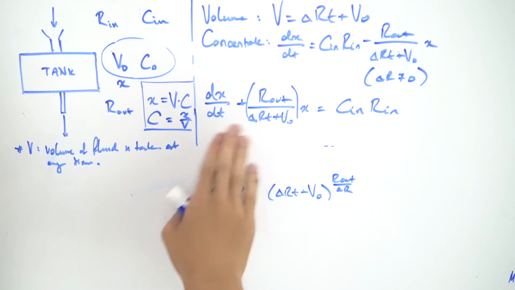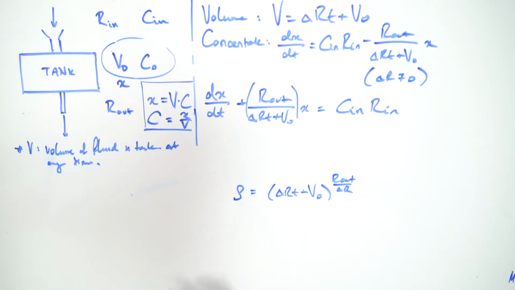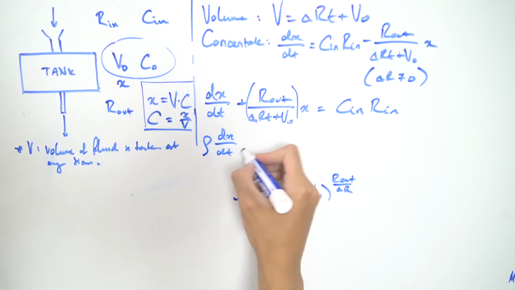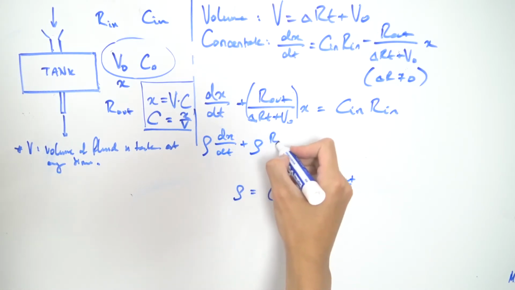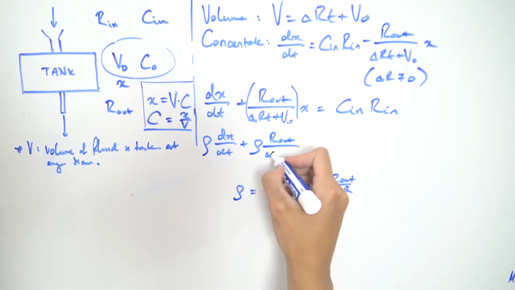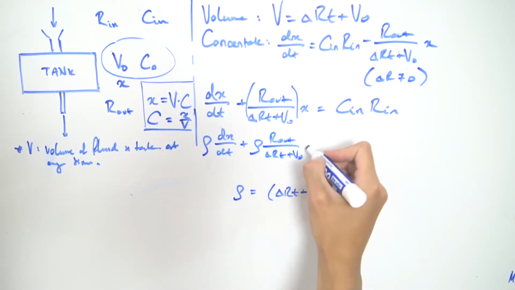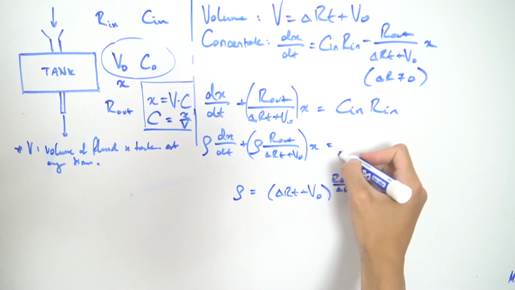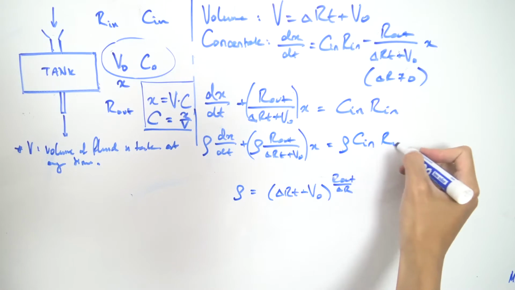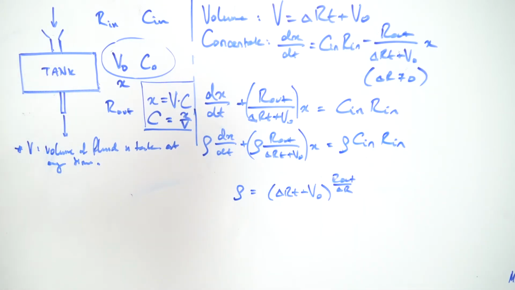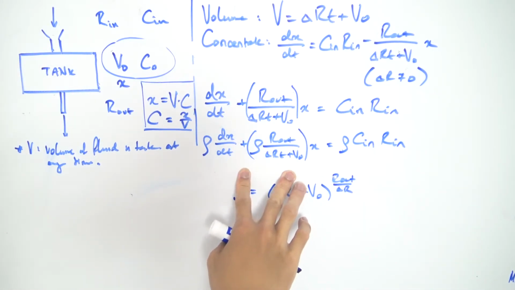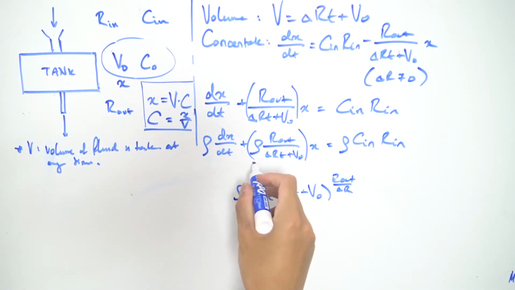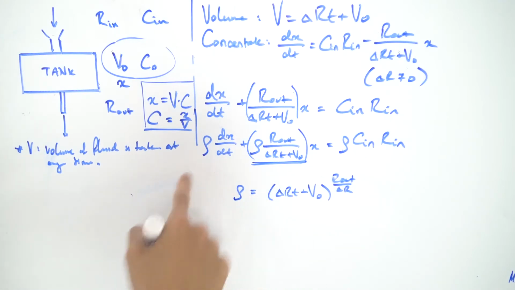Let's multiply the whole entire differential equation by the integrating factor. And we're going to get that rho dx dt plus rho R out over delta RT plus V naught times X, and I'm going to put this in parentheses, is equal to rho times Cn Rn. And notice we can now use the reverse product rule on this thing, because we have a uv dash and then a vu dash. This whole thing over here is the derivative of our rho.